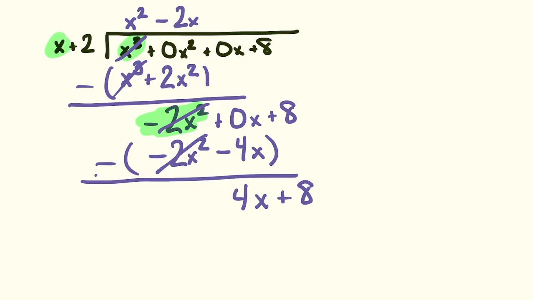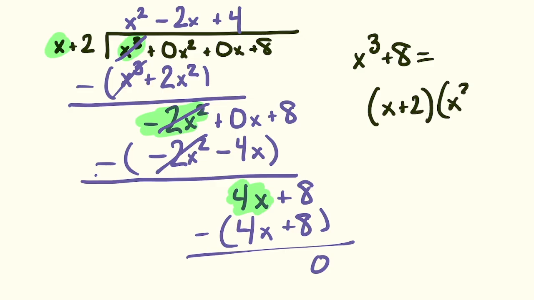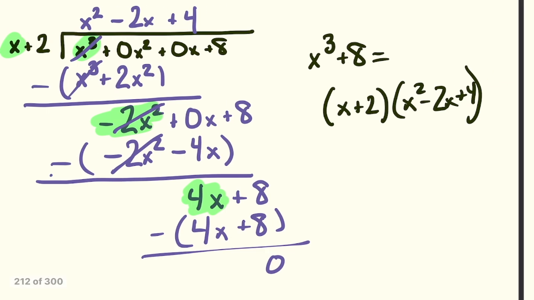Last thing we're going to do is we want to see what do we multiply by x to get 4x. Well, that is going to be plus a positive 4. So that's going to give us 4x plus 8. Subtract that whole thing and we get 0. This part is lovely because what it tells us is that x cubed plus 8 can be rewritten as x plus 2 times x squared minus 2x plus 4. And if you think you'll never use this again after Calc 1, wait until you get to Calc 2. It will come up. Polynomial division will come up again.